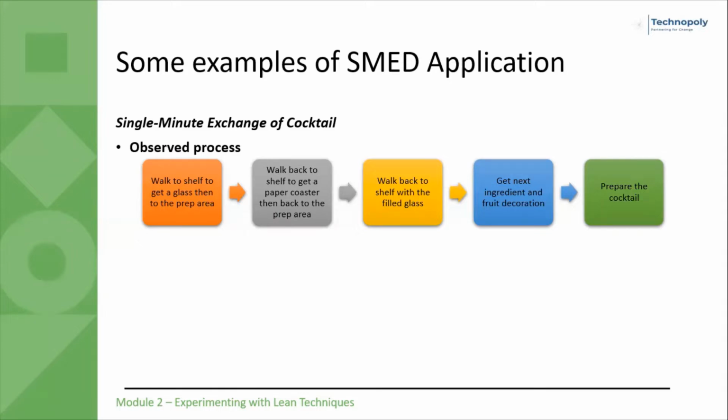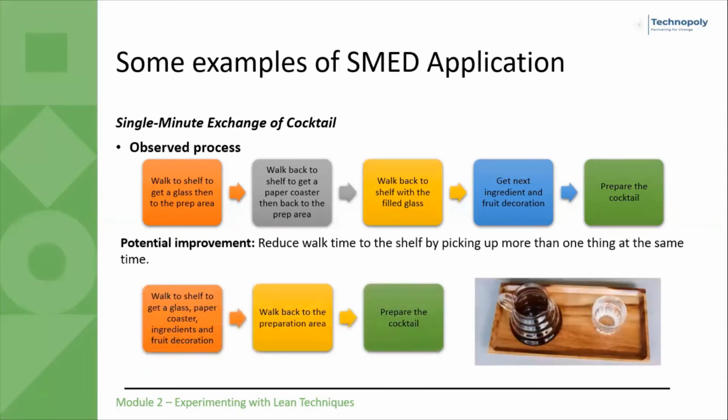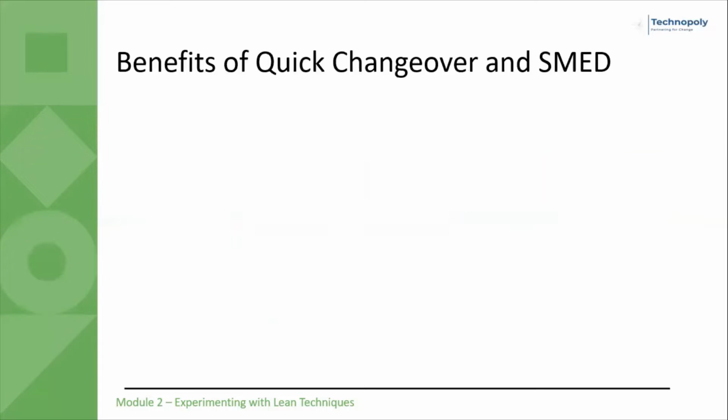In this process, there is potential reduction of the setup time. This is by eliminating the steps in the gray and blue boxes, being combined with the step in the orange box. The suggestion was to minimize the walk time of the bartender during the preparation of the things he needed for the cocktail. He can use a tray to carry multiple items towards the cocktail preparation area.